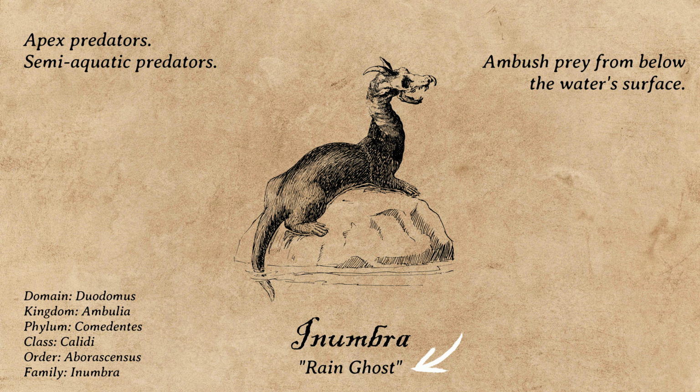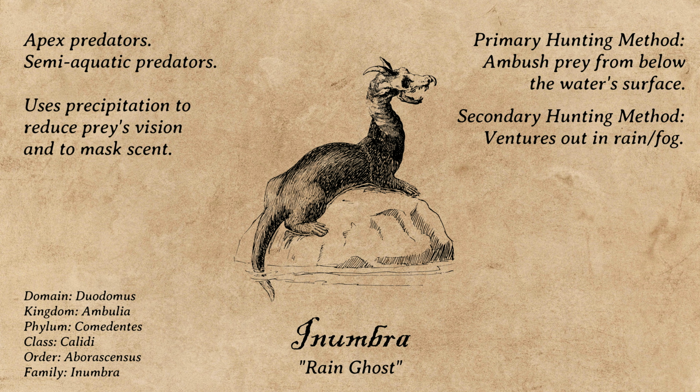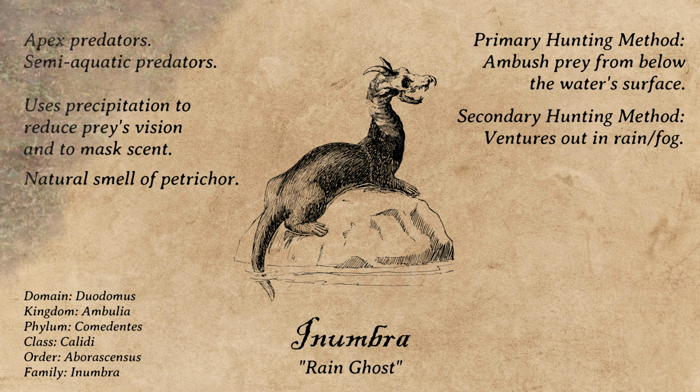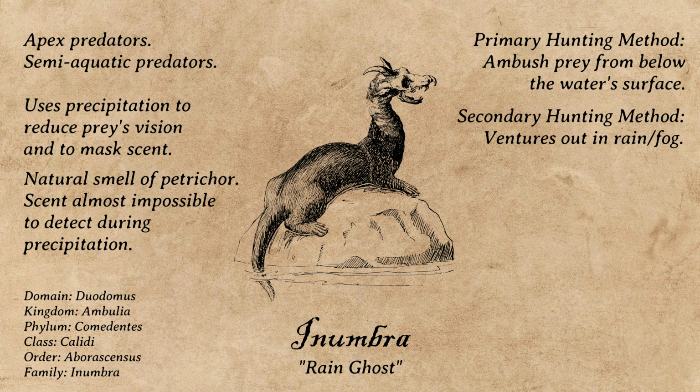They earn their name, however, from their peculiar secondary hunting method, which involves venturing away from bodies of water when it rains or is foggy, using the precipitation to reduce the vision of their prey, as well as to mask their scent. Naturally, Inumbra smell of petrichor, which is the earthy scent produced when rain falls on soil, making their scent almost impossible to detect when precipitation occurs.